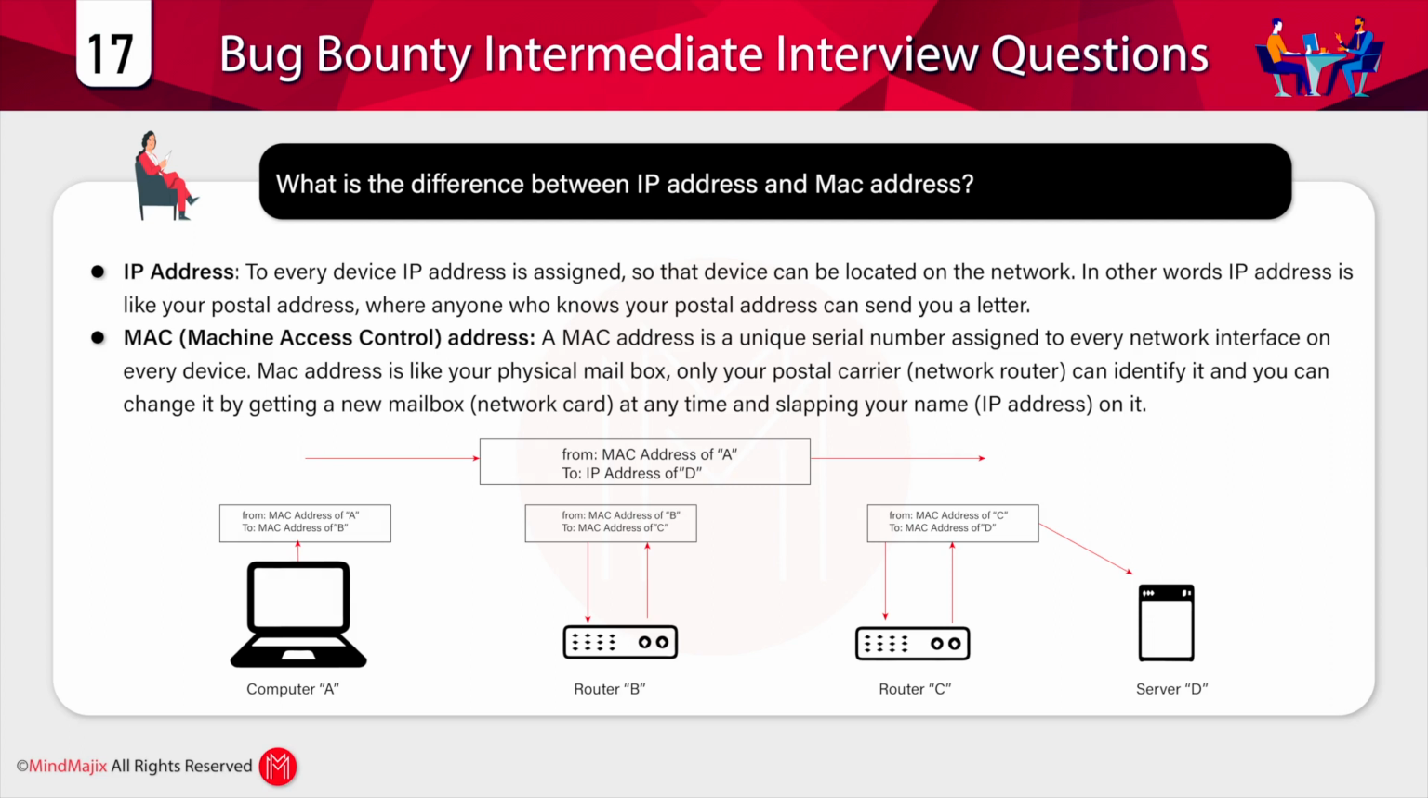We can make an example of a postal address, where anyone who knows the IP address can send in a letter based on the postal address only. It will be located on that. A MAC address is a permanent address for that particular NIC card, the network interface card. For example, we can take it as a mobile IMEI number. It will be a permanent number, right?